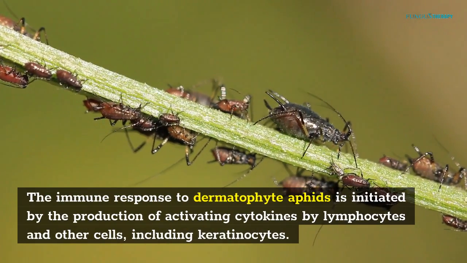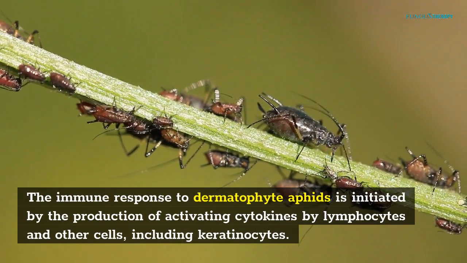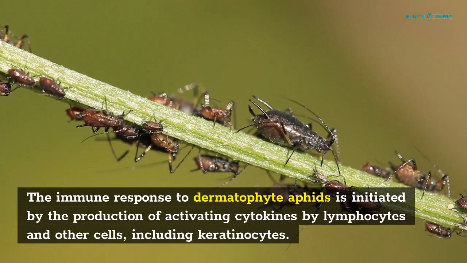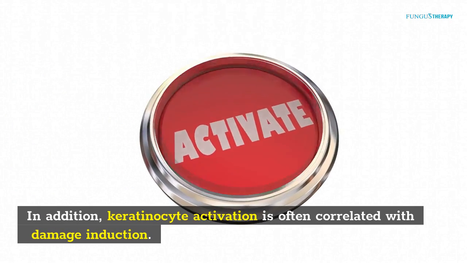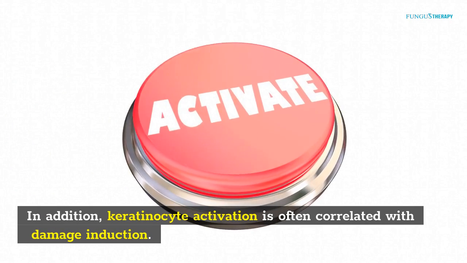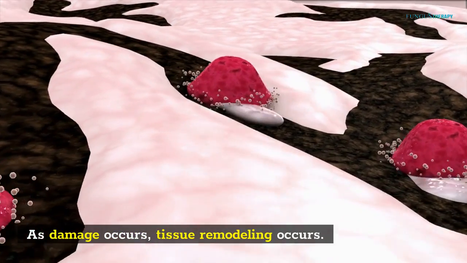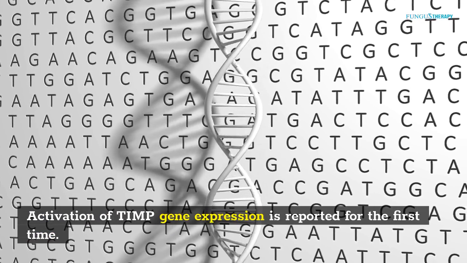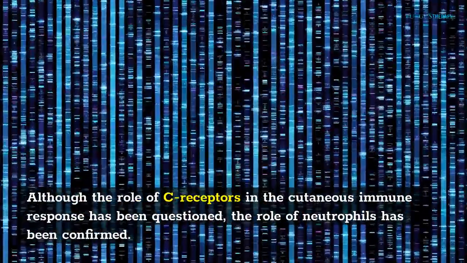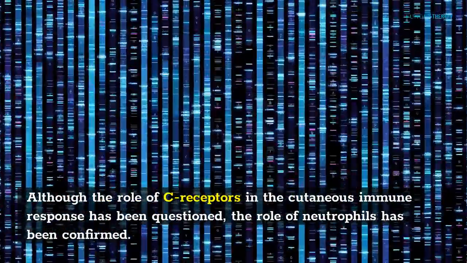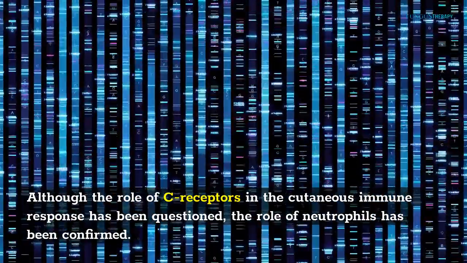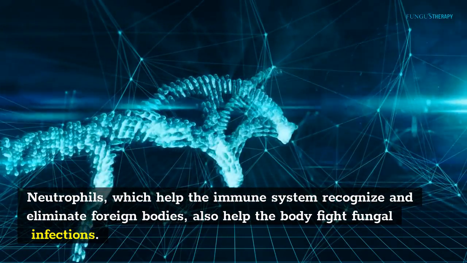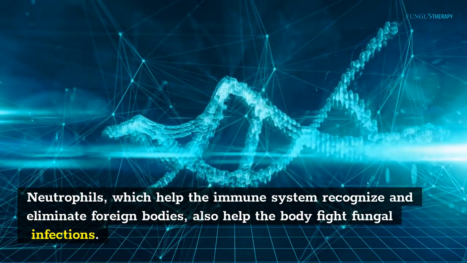The immune response to dermatophyte fungus is initiated by the production of activating cytokines by lymphocytes and other cells, including keratinocytes. In addition, keratinocyte activation is often correlated with damage induction. As damage occurs, tissue remodeling occurs. Activation of TIMP gene expression is reported for the first time. Although the role of C-type lectin receptors in the cutaneous immune response has been questioned, the role of neutrophils has been confirmed. Neutrophils, which help the immune system recognize and eliminate foreign bodies, also help the body fight fungal infections.